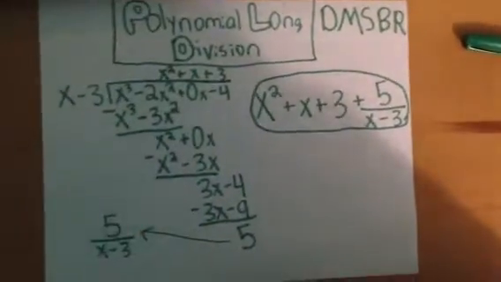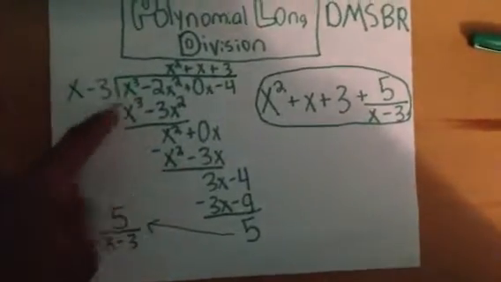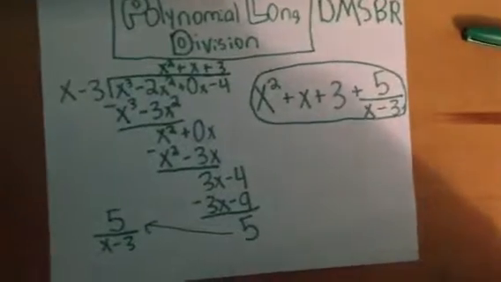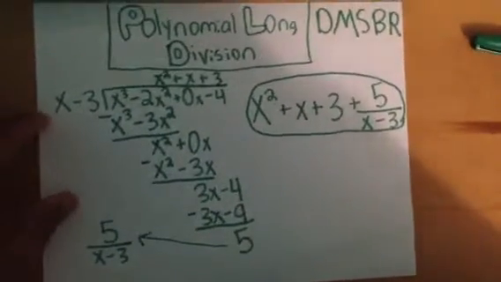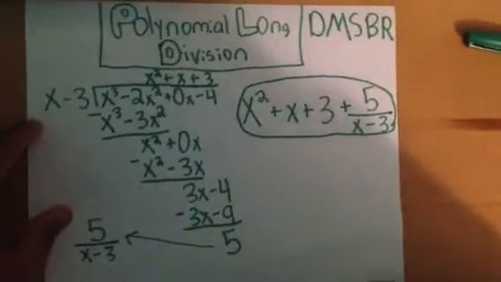Now a hint in polynomial long division is that the term right here should always be equal to the term that you get after you multiply. If this is not the case, then you did something wrong, so you should go back and find your error.